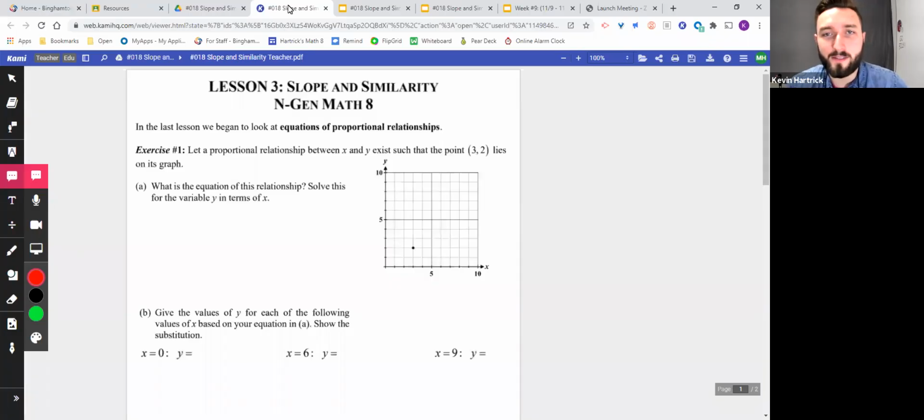All right, guys, welcome to lesson 3 in unit 2. We're going to be talking about slope and similarity today. So in the last lesson, we began to look at equations of proportional relationships. So let's look at exercise number 1.